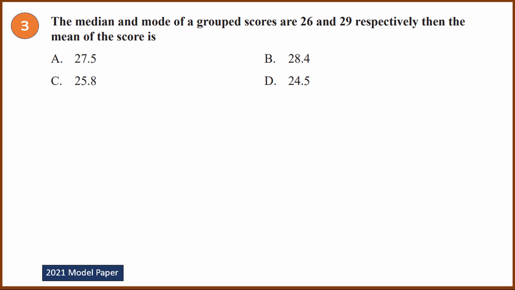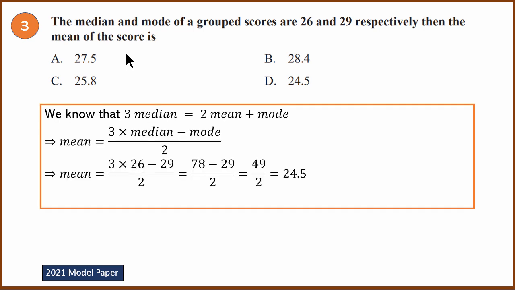Application question. The median and mode of group scores are 26 and 29 respectively. Then the mean of the score is. So we've been given median and mode. We have to find mean. We'll use the empirical relationship. Empirical relationship says 3 median equals 2 mean plus mode. Which means mean equals 3 median minus mode divided by 2.